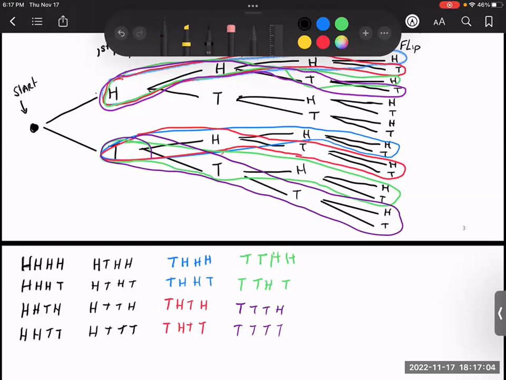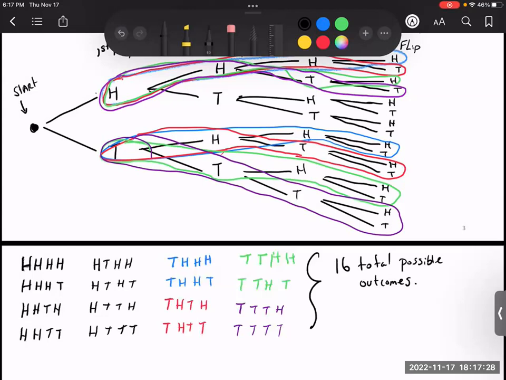How many outcomes do we have? Try again. What's the total number of outcomes that I wrote down on our second slide here? There's 16, right? So in total, there are 16 total possible outcomes.